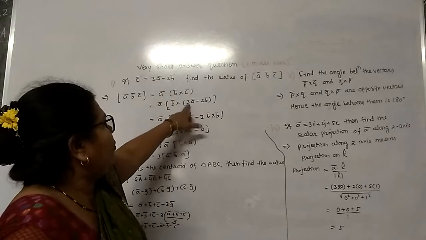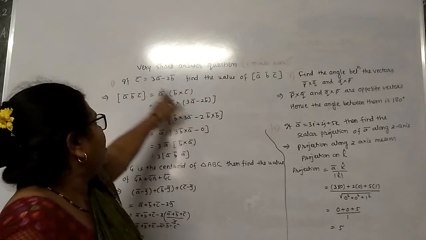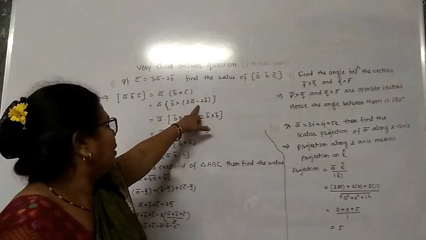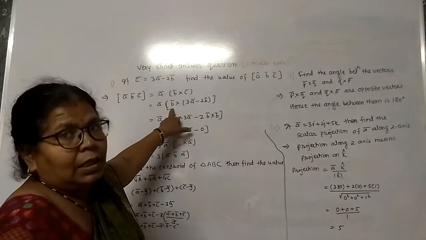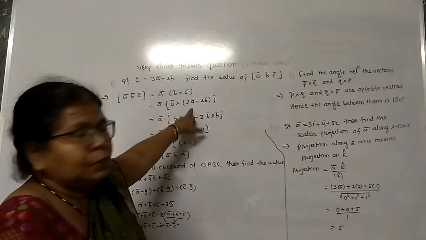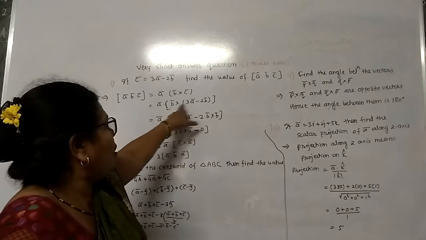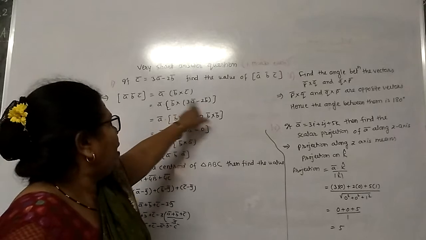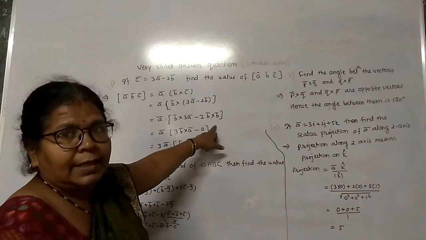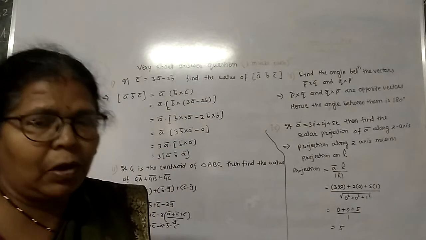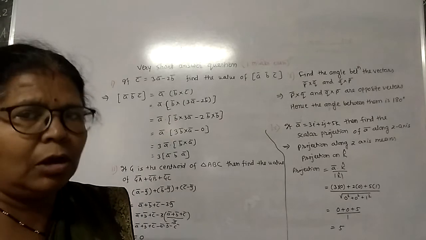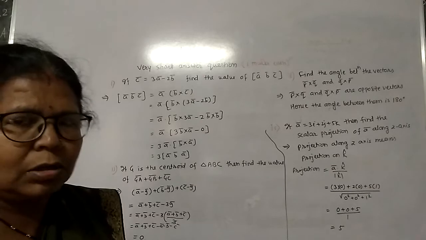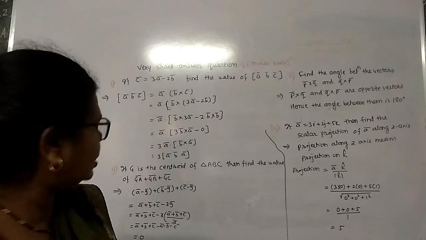Then here we put the value of C bar. What is C bar? C bar equals 3A minus 2B bar, that is given. Then we take the cross of these two. We have B bar cross 3A bar minus 2 B bar cross B bar. In the cross product, if both are the same, B cross B, what comes? 0 comes. I cross I, J cross J, K cross K, what comes? 0 comes.